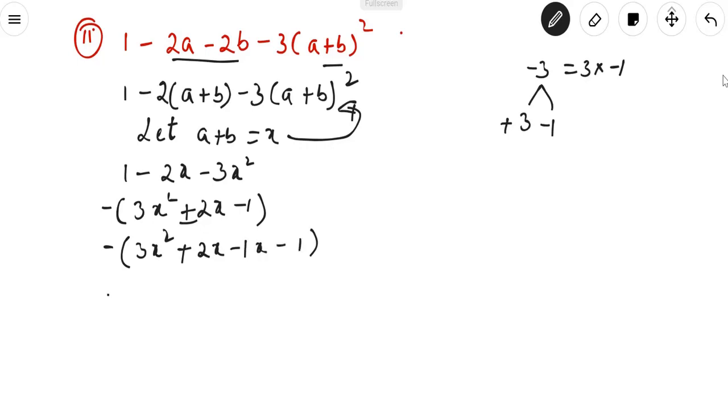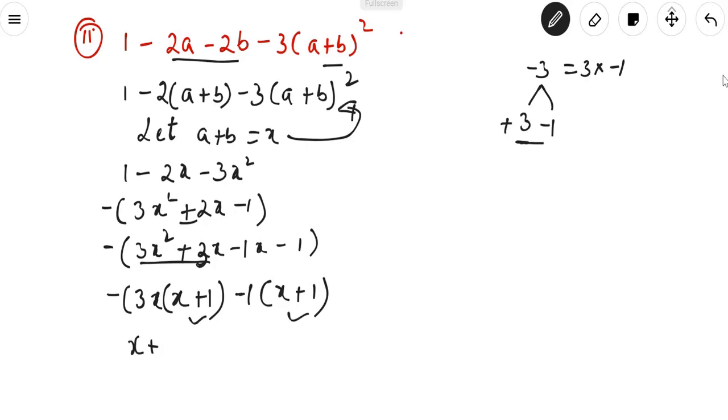Now we'll start grouping. If I take common outside, this is one group. What can I take here? If I take 3x outside, this will be x plus 1, minus, if I take outside, this becomes x plus 1. So what are the factors? This and this are common. If I take x plus 1 outside, what is left is 3x minus 1. So minus, I'm going to multiply with this. So this becomes x plus 1 and 1 minus 3x.